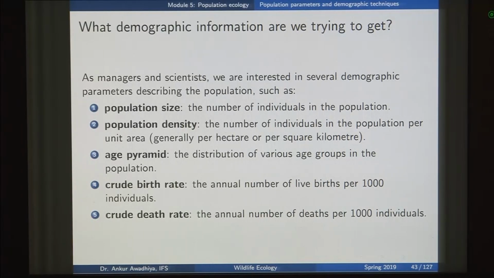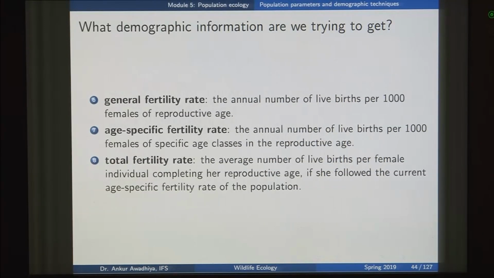Next is crude birth rate, annual number of live births per 1000 individuals. Crude death rate, number of deaths per 1000 individuals. Or things like general fertility rate, the annual number of live births per 1000 females of reproductive age. So, here we are talking about the females of reproductive age. Or the age specific fertility rate, the annual number of live births per 1000 females of a specific age class in a reproductive age. So, for instance, in the case of tigers, you are asking that if you have females of say 6 years of age, then out of every 1000 females of 6 years of age, how many annual litters, how many cubs will they produce.